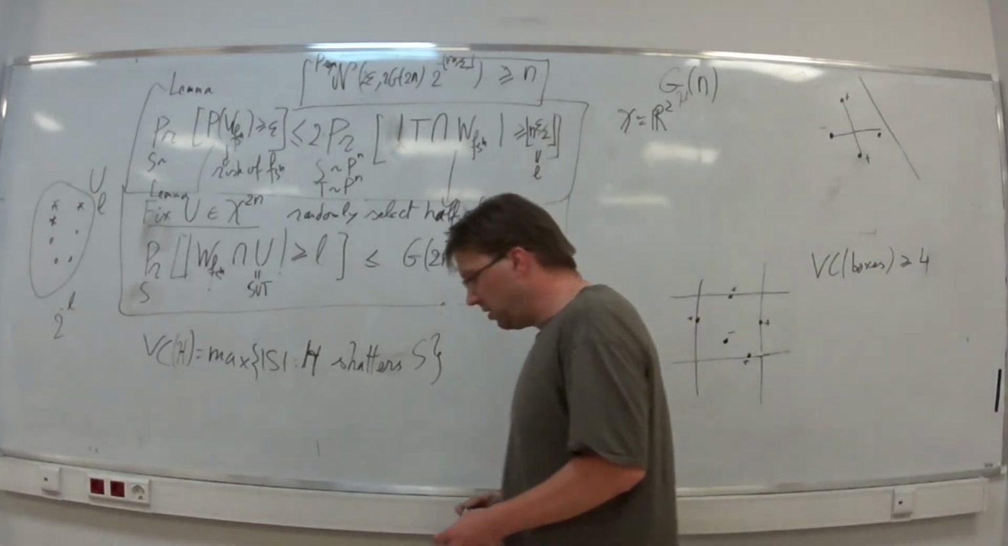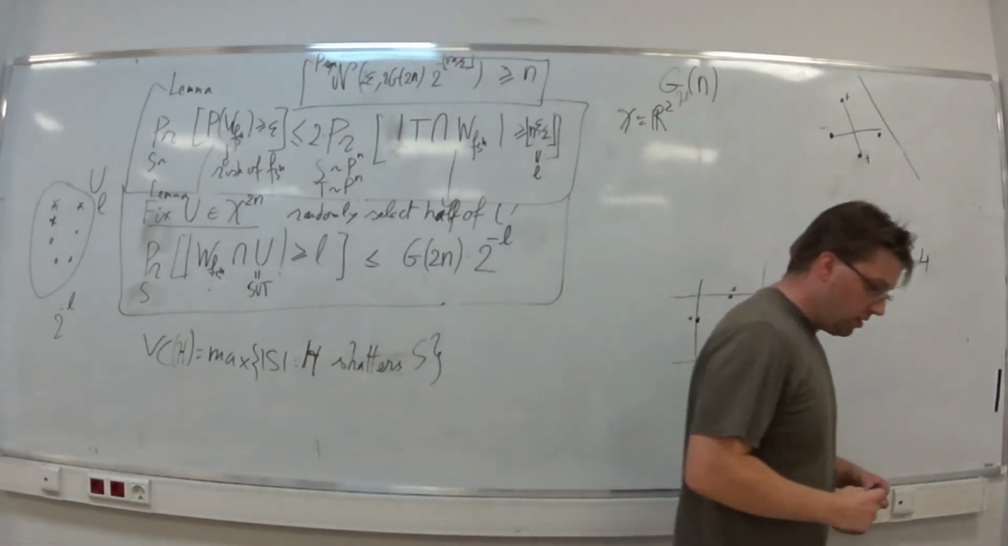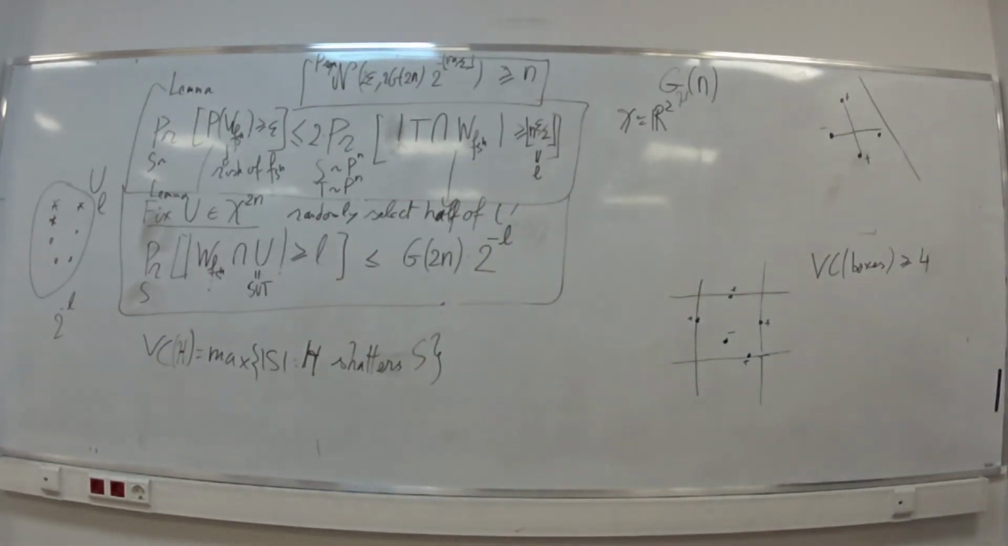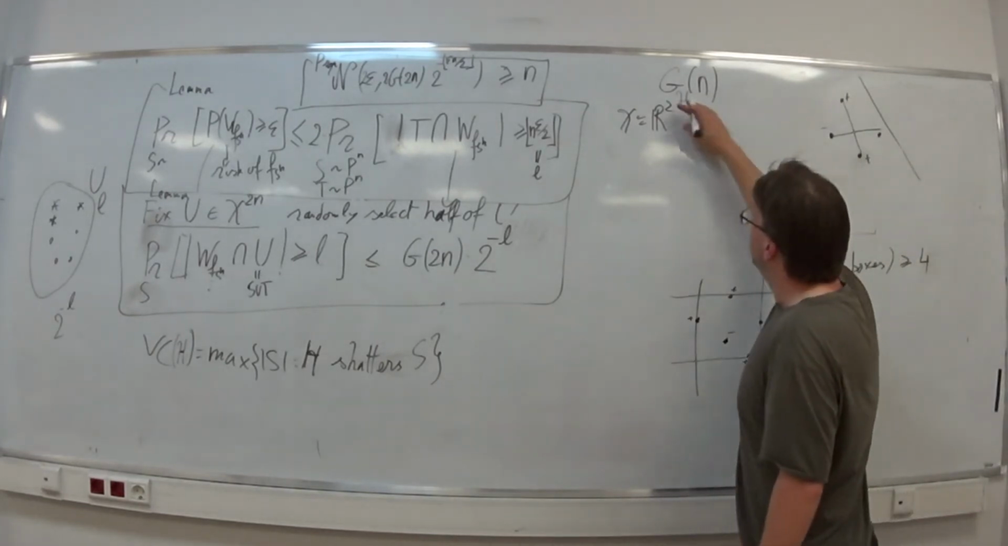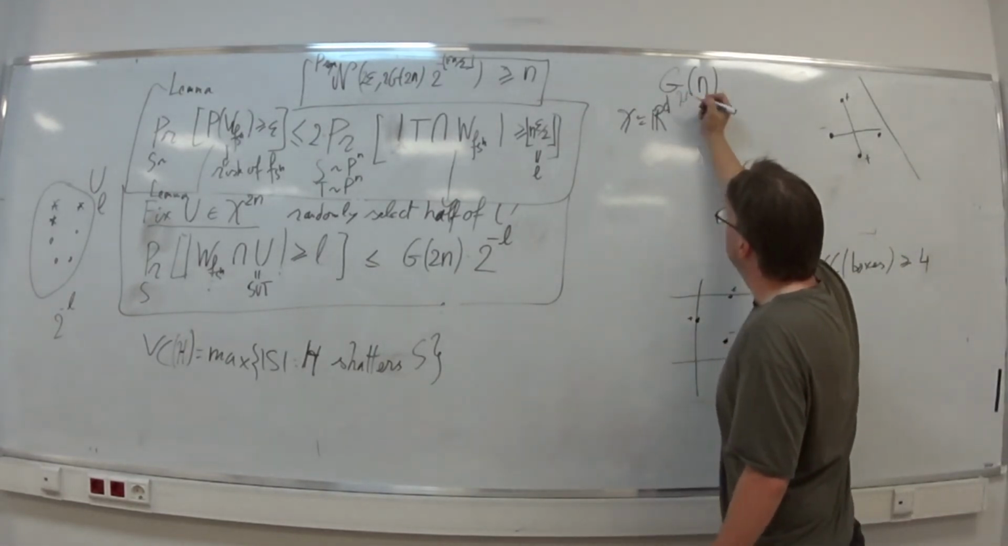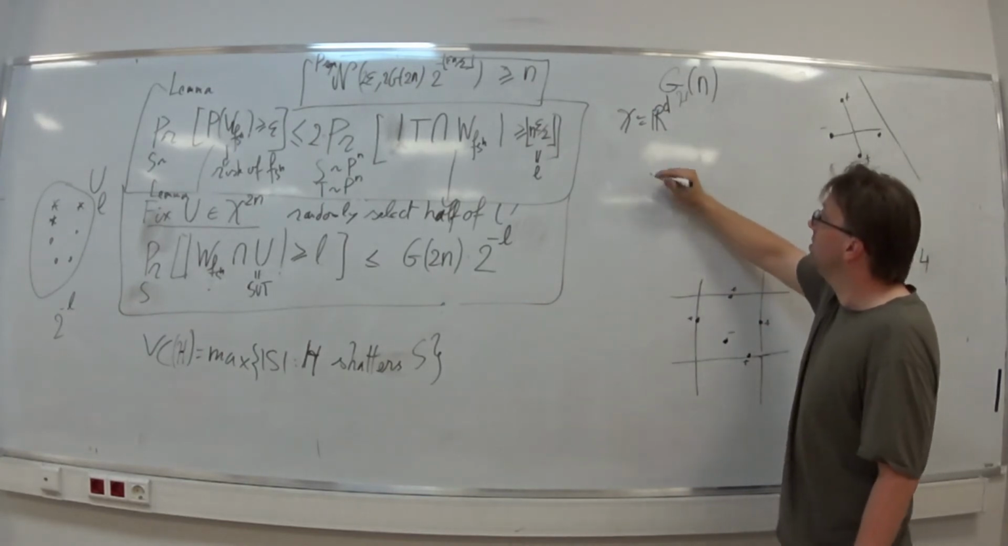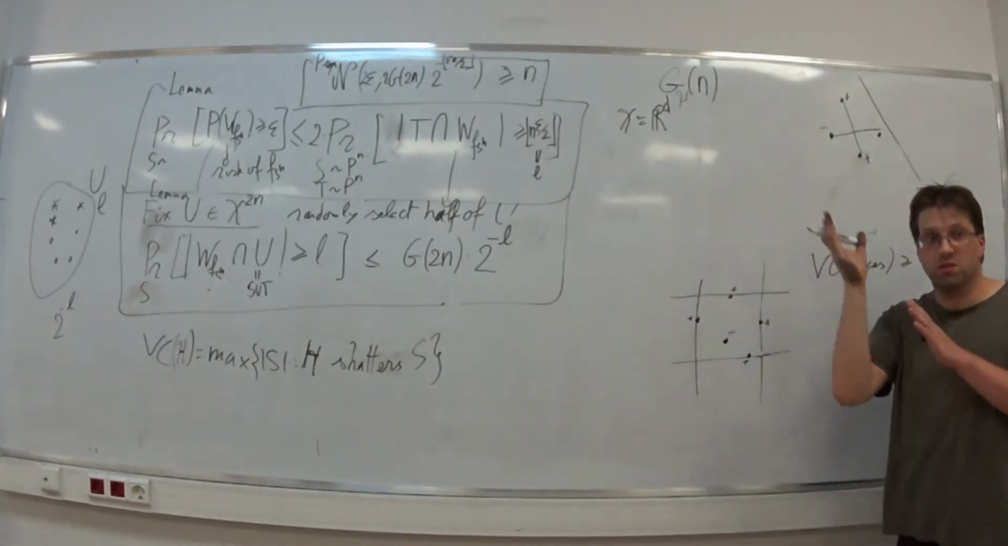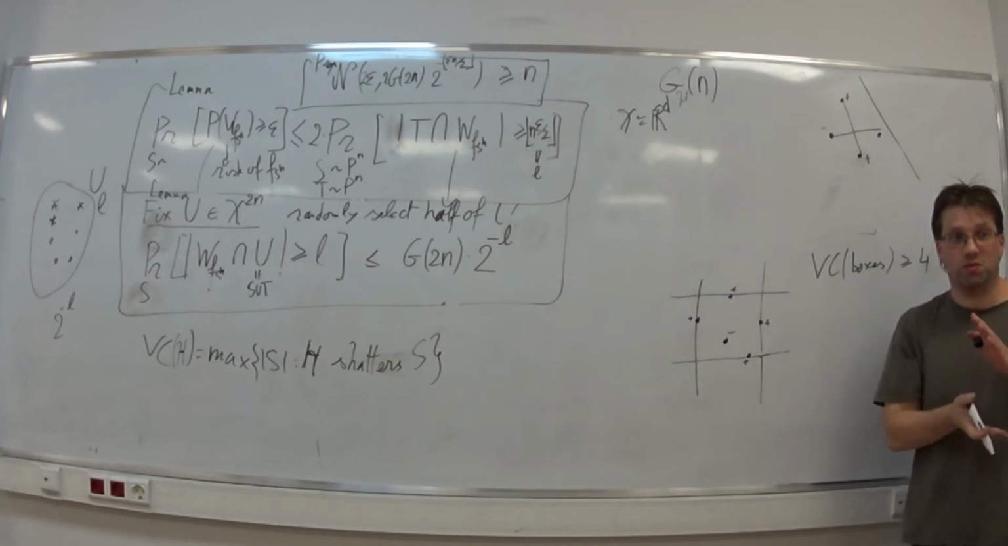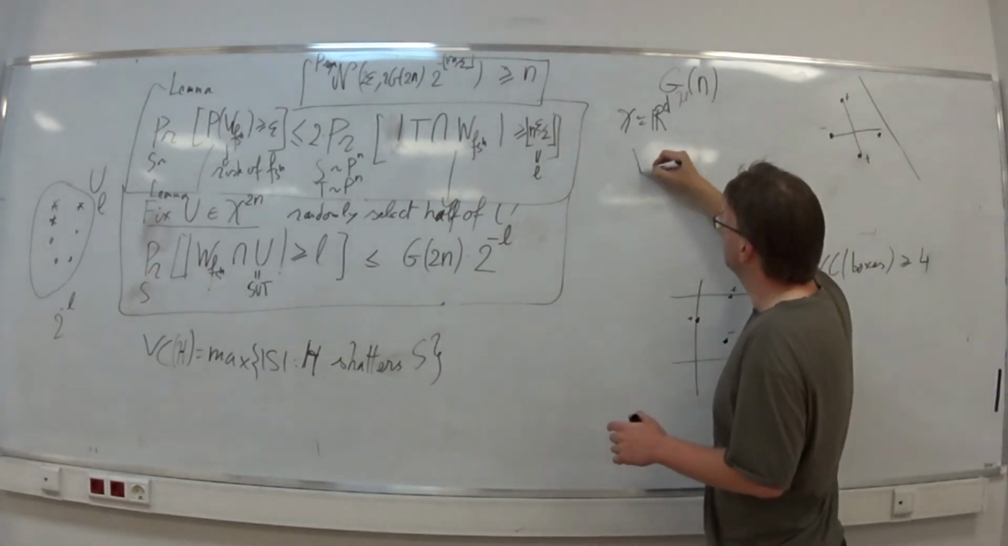Okay. And so there is a more general result. If X is equal to R^d, then the VC dimension of half spaces through the origin is equal to d.